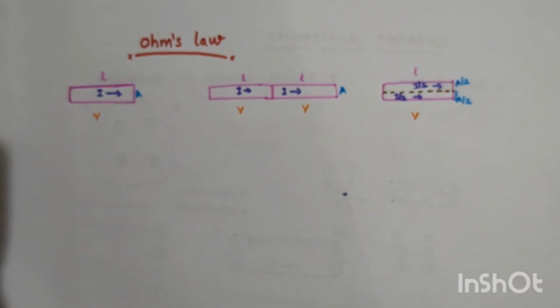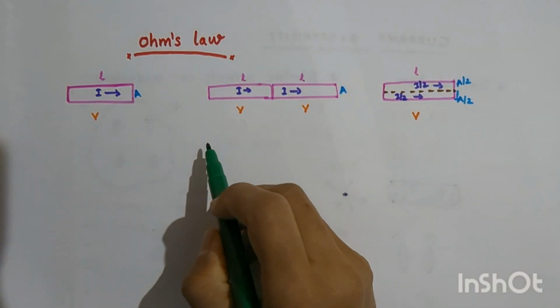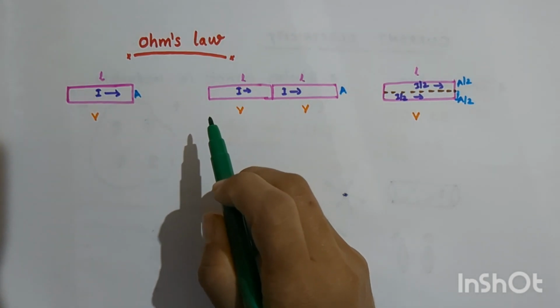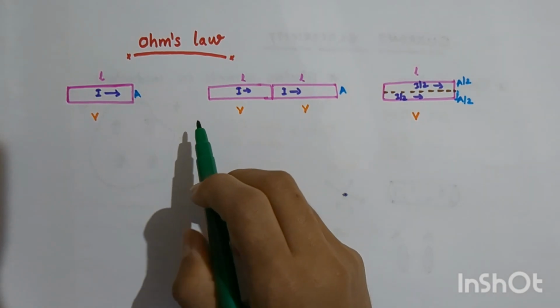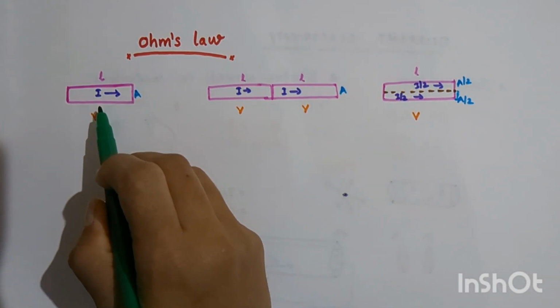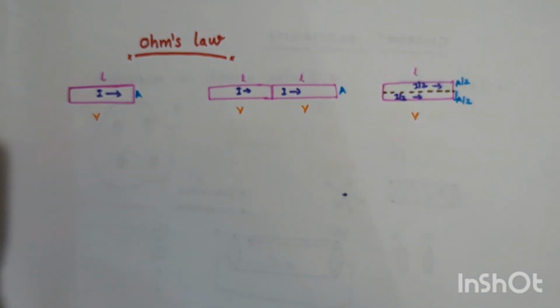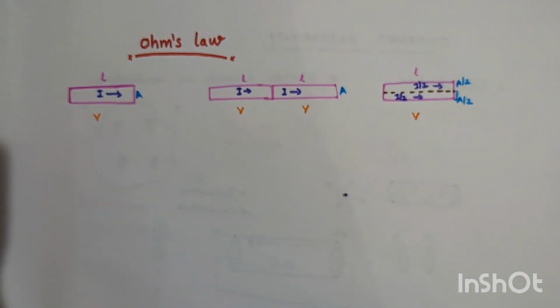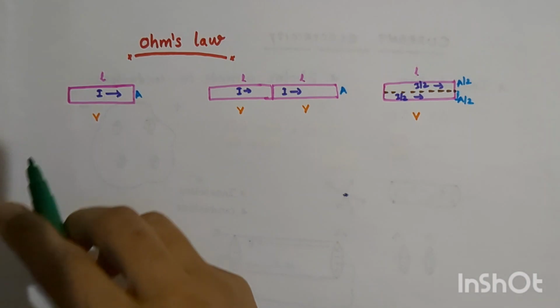Hello everyone. In this video, we are going to discuss the topic Ohm's law from chapter 3, current electricity, of class 12 physics. Here we are considering a conductor or a material of length L through which some current I passes. Let A be the area of cross section of this conductor and V be the potential difference across it.